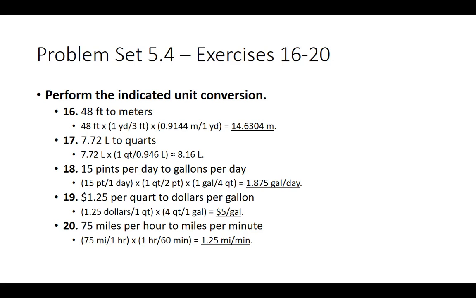We do need to get from pints to gallons, though. We know a quarts to gallon conversion: 1 gallon is 4 quarts. So let's do pints to quarts first, get everything in quarts and then get everything in gallons. So 15 pints over 1 day is our starting point. We want to cancel pints away, so we need pints on the bottom. We're going to quarts first, so quarts on top. 1 quart over 2 pints.